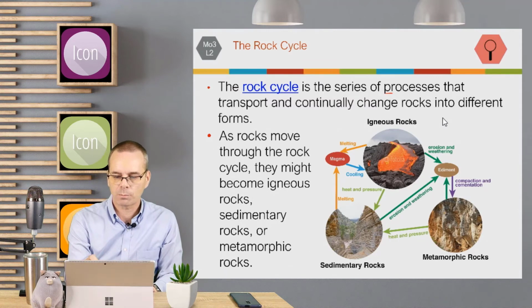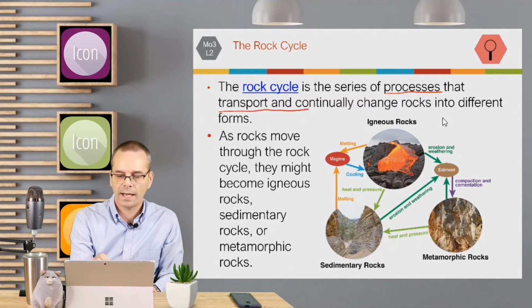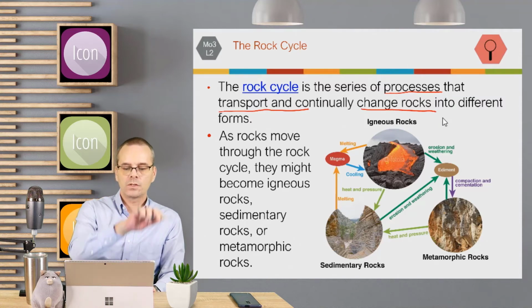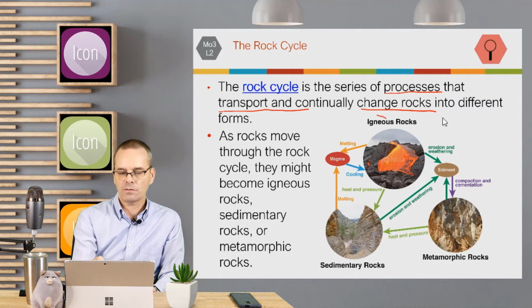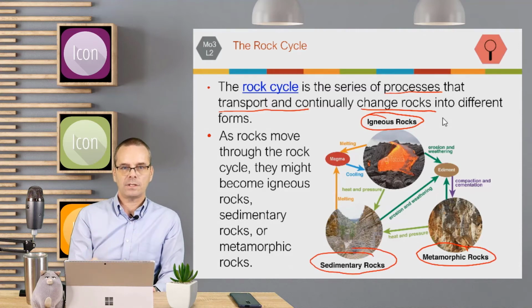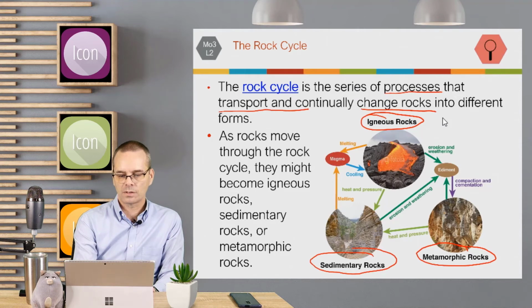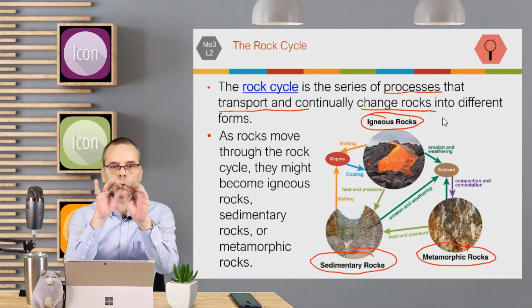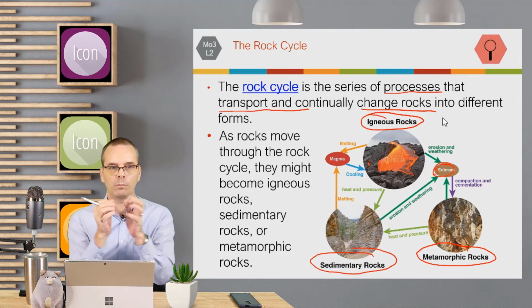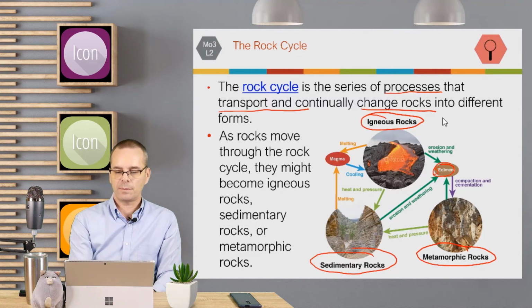And the rock cycle is a bunch of processes that transport and change rocks into different forms. As it moves through the rock cycle, it can change from igneous rock to metamorphic rock to sedimentary rock. All right? So depending on what happens. So igneous rock that melts turns into magma. And then when it cools, it turns back into igneous rock. Igneous rock that erodes or breaks down turns into sediment, which then, when pushed together, forms sedimentary rock.